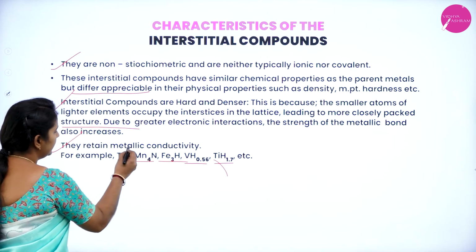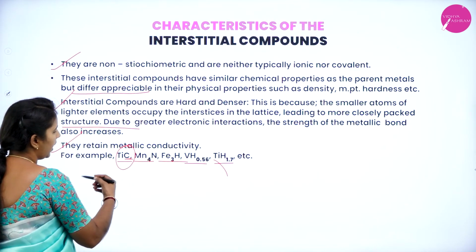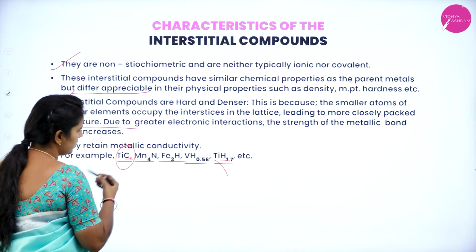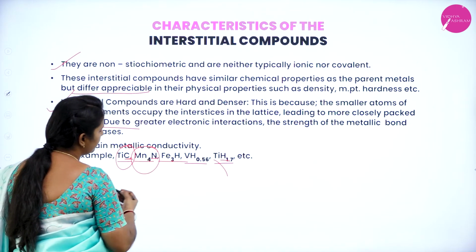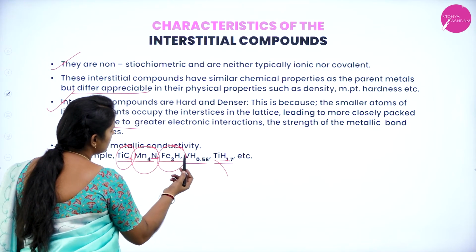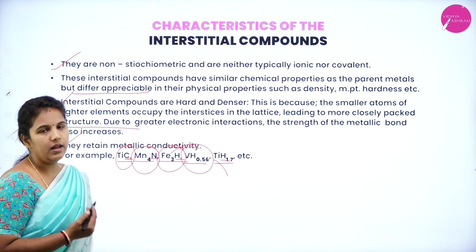You can see that the crystal lattice of titanium gets occupied by carbon, similarly with hydrogen. Similarly, the manganese crystal lattice gets occupied by nitrogen. Similarly, the iron crystal lattice gets occupied by hydrogen. Similarly, vanadium gets occupied by hydrogen.